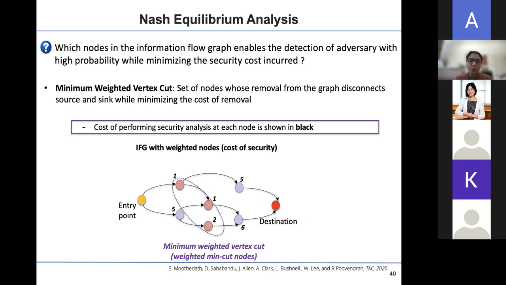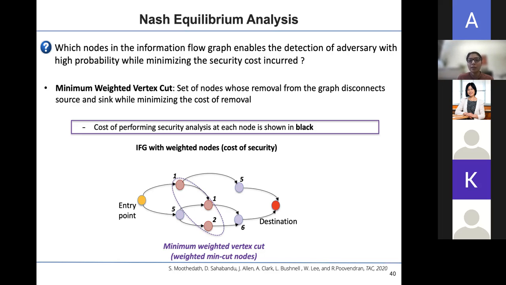Here, the total weight of this collection of nodes is 1 plus 1 plus 2, which is 4. Hence, it is a minimum cut. On the other hand, these 2 nodes also form a cut, but not a minimum cut, because 5 plus 6 is 11, which is greater than 4, right? So that is what a minimum cut is, and we conclude that the minimum vertex cut is chosen as the security checkpoint.